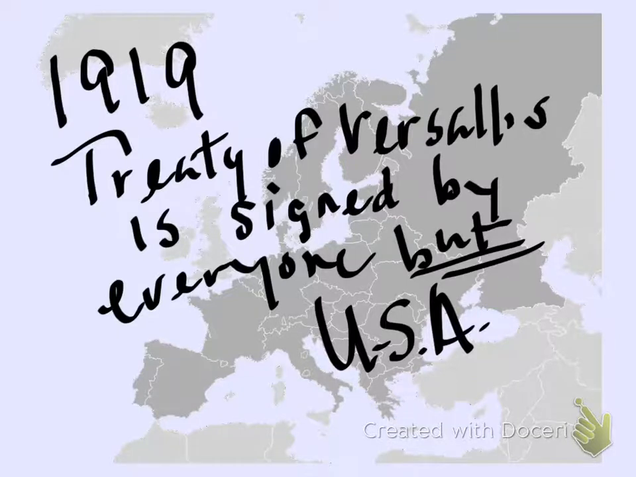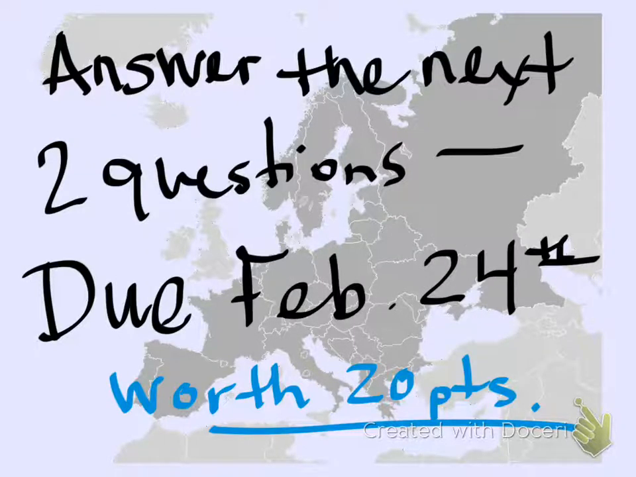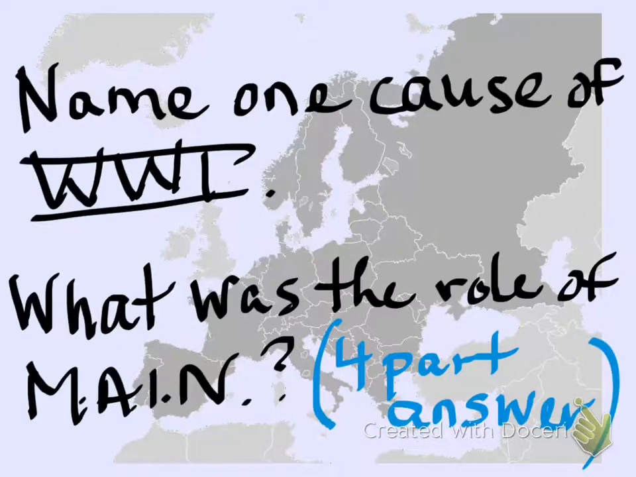Now, answer the next two questions. This is due February 24th, and altogether it's worth 20 points. So each one is worth 10 points. Name one cause of World War I. Just one cause. And then, what was the role of MAIN?